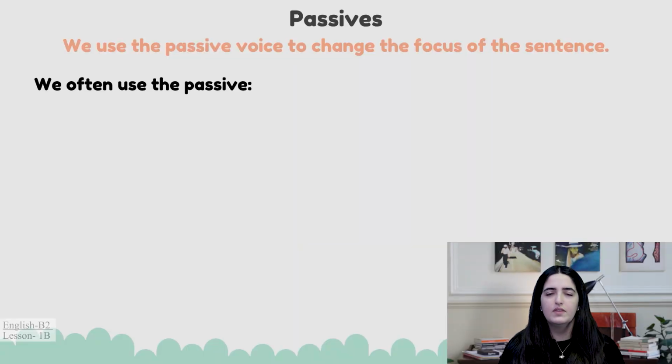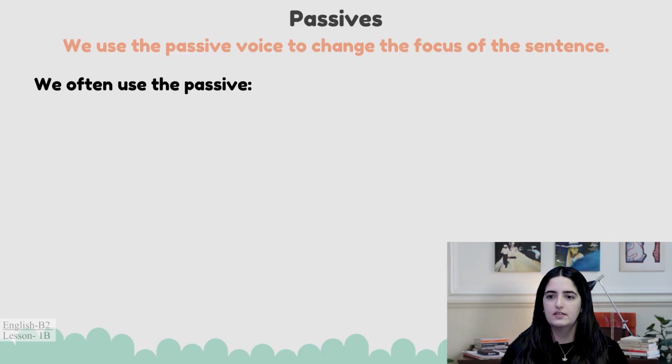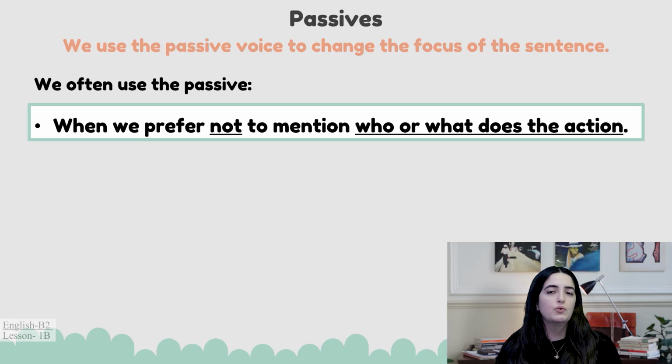Okay, let's have a look more at how we form the passive and active and how this works and some more examples. So we use the passive voice to change the focus of the sentence, like we did with the previous. We changed it from being someone to my bike. My bike became the focus of the sentence. We can also often use it when we prefer not to mention who or what does the action. So we don't want to put emphasis on someone.